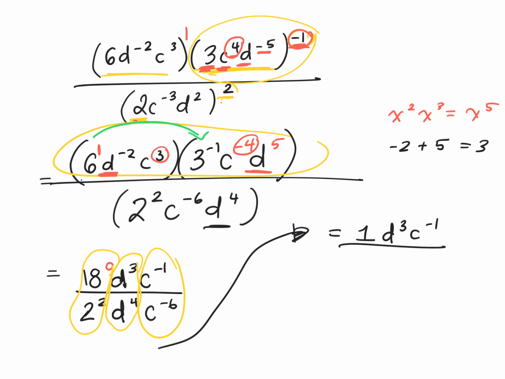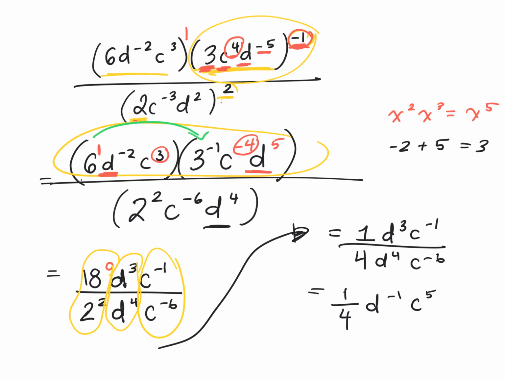And then this is 2 to the power of 2. Let's simplify it. It's 4. d to the power of 4. c to the power of negative 6. Okay, so now we're going to divide. 1 divided by 4. Yep. d to the power of negative 1. Yep. c to the power of 5.